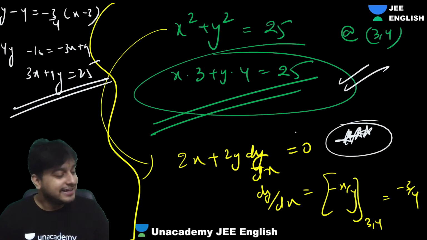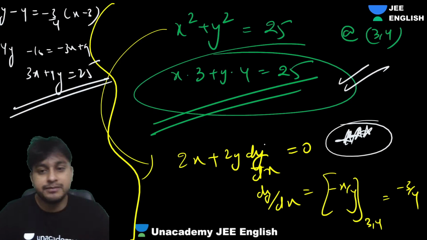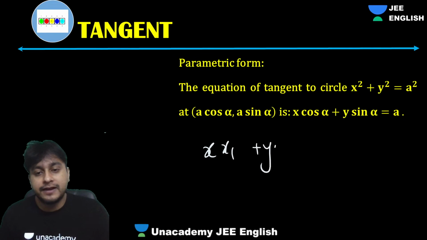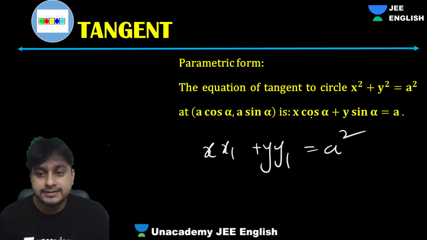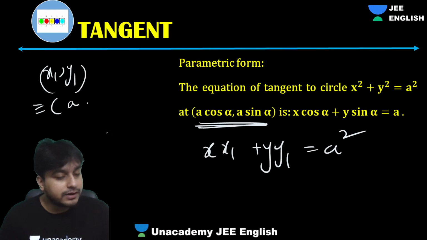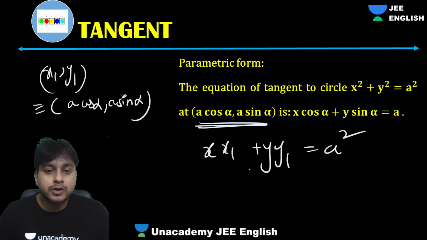If you know the logic, you can use this anywhere you want, depending upon the situation. Same result. Similarly, if you want the tangent in parametric form, you all know it comes as x x1 plus y y1 equals a square. You can put x as a cos alpha, because the point x1, y1 is given as a cos alpha, a sin alpha, or theta, whatever you call it.